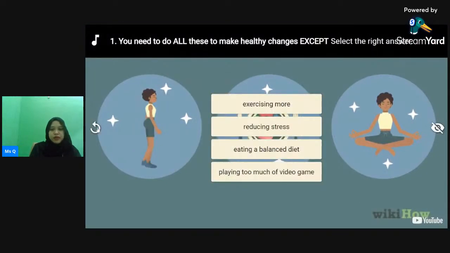Okay, I'm going to play it again. Okay, let's look at the question. You need to do all these to make healthy changes except, so you need to select the right answer: exercising more, reducing stress, eating a balanced diet, or playing too much of a video game. If you know the answer, please share it in the live chat section. If you don't know the answer, you can listen to the audio again.